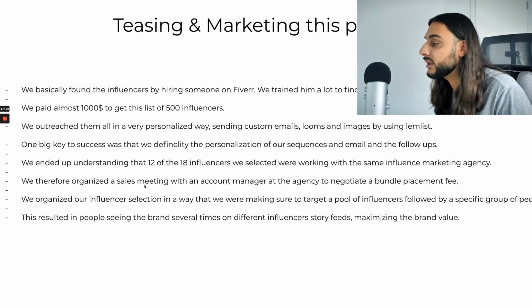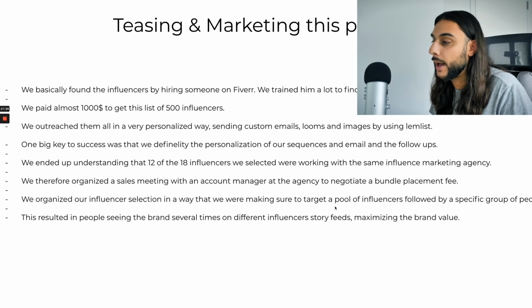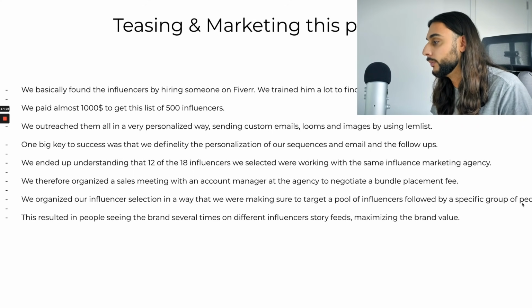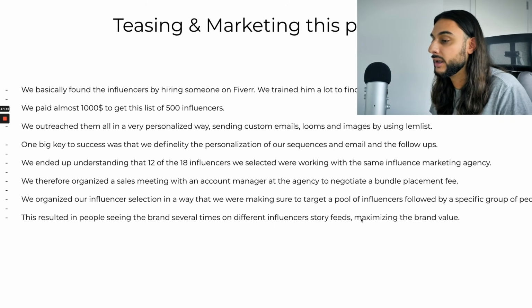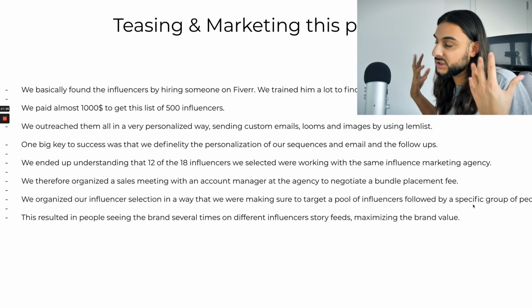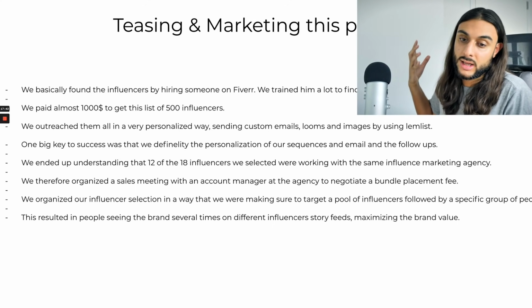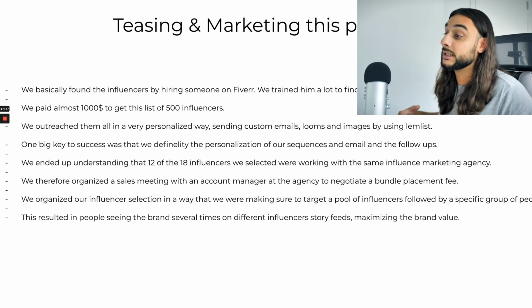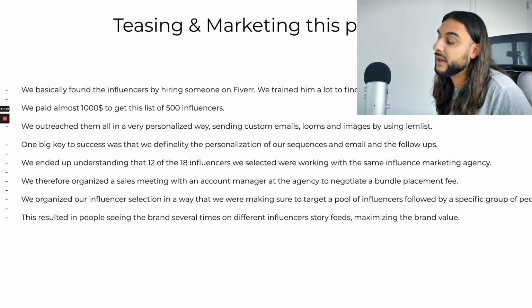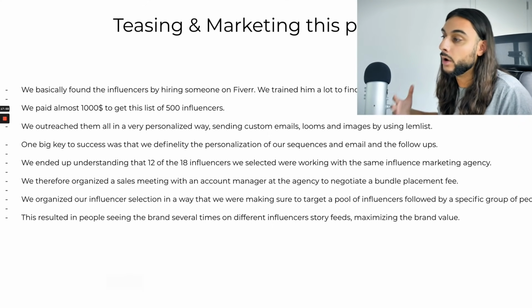And this is something that nobody thinks about when they do this. We organized an influencer selection in a way that we were making sure to target a pool of influencers followed by the specific group of people. This resulted in people seeing the brand several times on different influencer stories, maximizing the brand value. Now, if you're seeing something being promoted by 5 different big influencers, let's say Kim Kardashian, let's say Beyonce, you're going to think, okay, hold on a minute. These are all talking about it. So this means it must be something important or something great. When that happens, that's when you're building up trust. That's when you're building up authority. And that's when you're building up what we call FOMO, fear of missing out. And this is something that not many people will teach you.